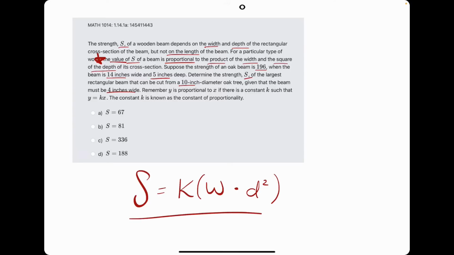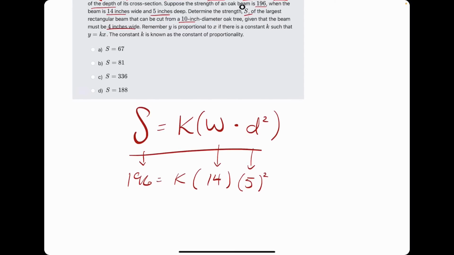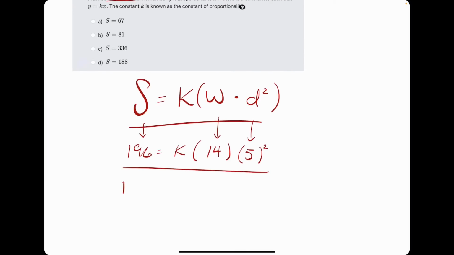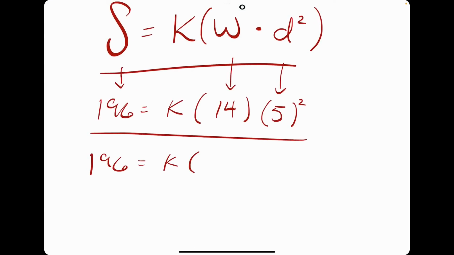Then they say, suppose the strength is 196. So S is 196. We don't know what k is. Then they say the beam is 14 inches wide, so W is 14. And then the depth is 5, and we want to make sure to square the depth. I'm assuming we want to use this first to solve for k. So we'll have 196 equals k times 14 times 5 squared.